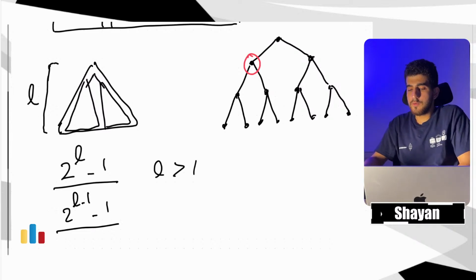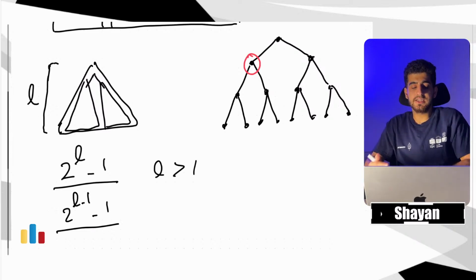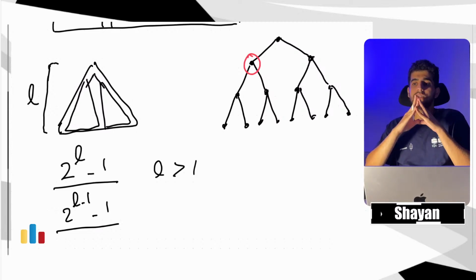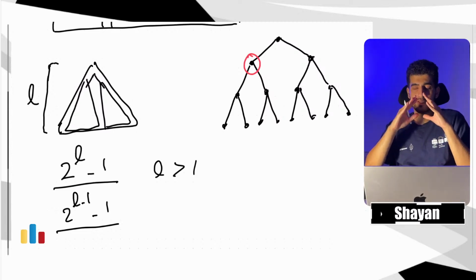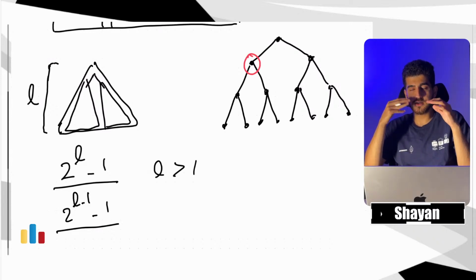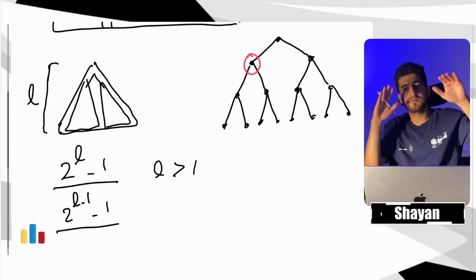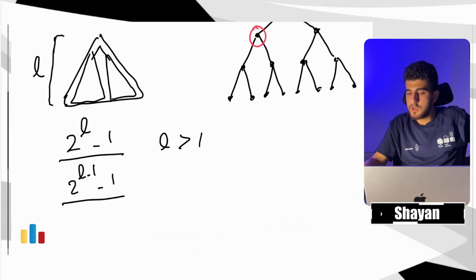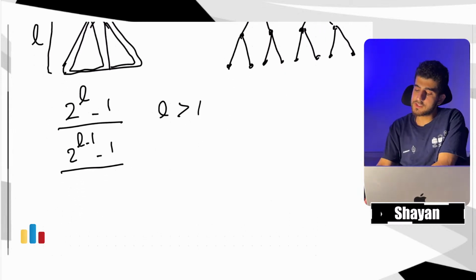So anyway, all I'm saying is that in the subtree of each vertex, we can easily find out how many vertices exist there based on their heights. Based on their heights, we can find out the number of levels in their subtree, and we can find out how many vertices exist there. So what we can say is this.